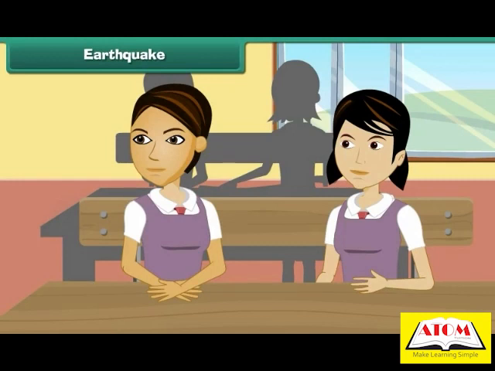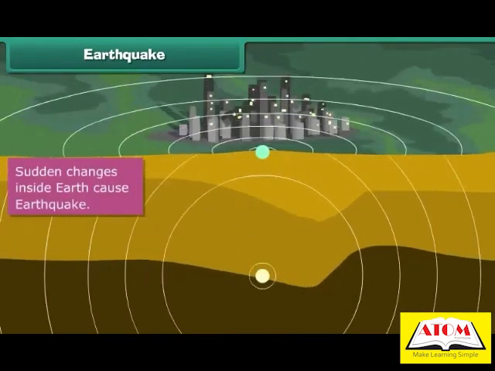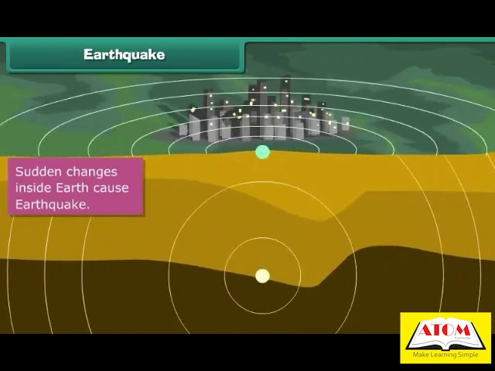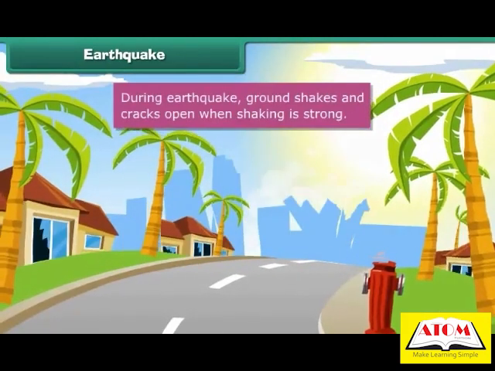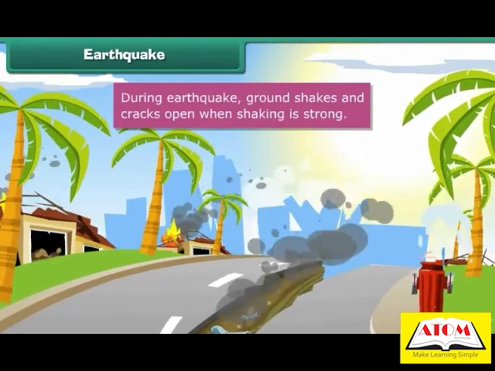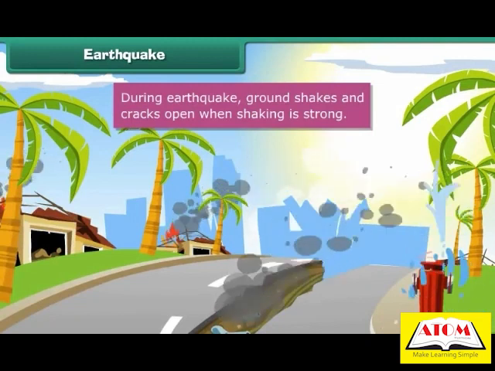Earthquake. How does the earthquake occur? When there is a sudden change deep inside the earth, it shakes the earth's crust, causing earthquake. When earthquake takes place, the ground shakes. When the shaking is severe, at places the ground cracks open.